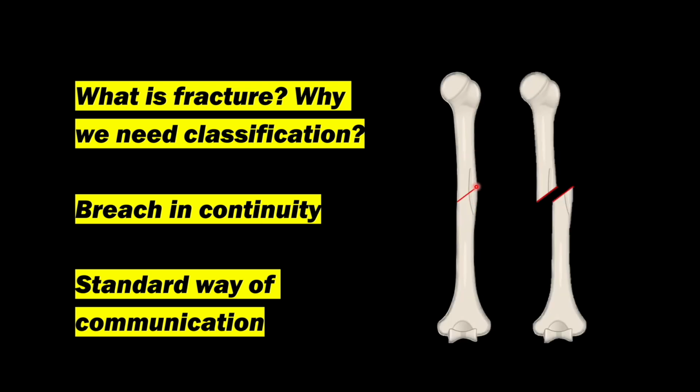That means even if the bone is perfectly aligned, but you see there is small break in the cortex which is not displaced, then also it is a fracture. And if it gets displaced, then also it's a fracture. So this is an undisplaced fracture while this is a displaced fracture.